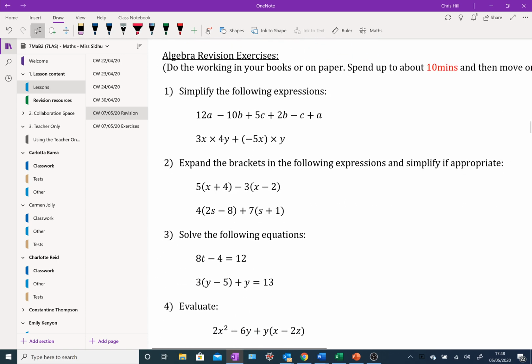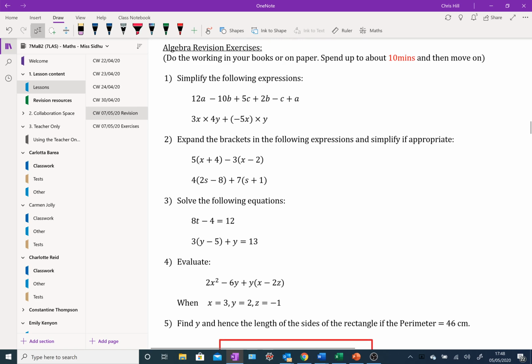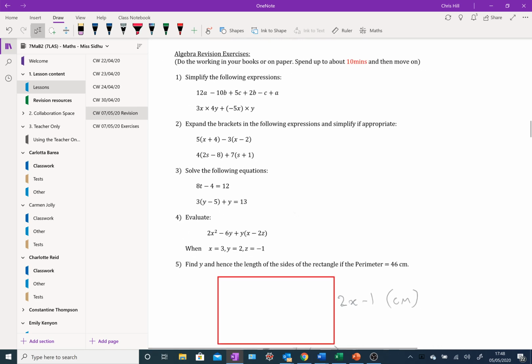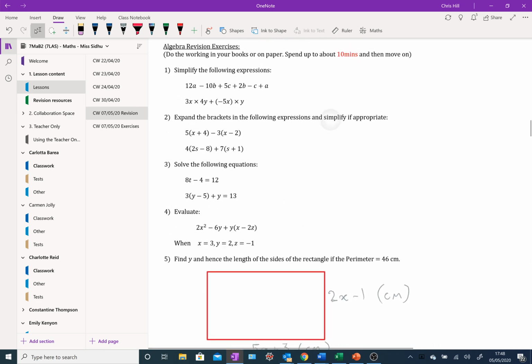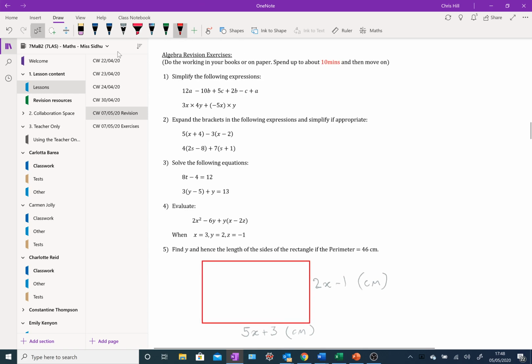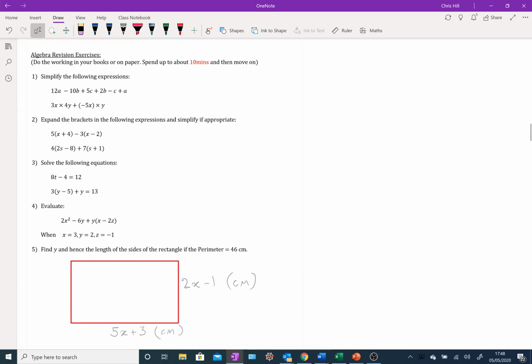Okay, so moving on from here, we're doing the algebra revision exercises. I'm going to zoom in on it. Hopefully you'll be able to see it properly. I want you to pause now and do the exercise. If you can't see it properly, you go to OneNote, you will find this exercise there. So pause the video and then resume when you've finished. I want you to spend up to 10 minutes on this. Don't get bogged down. Come back in about 10 minutes.